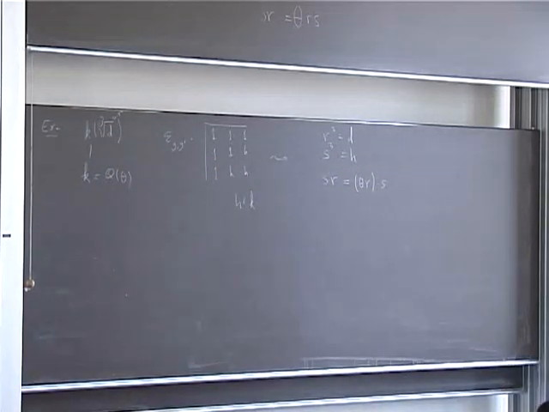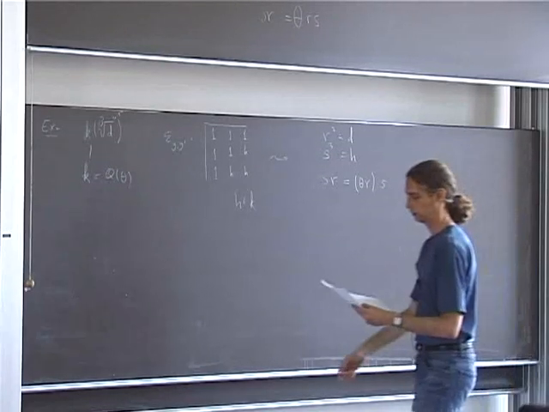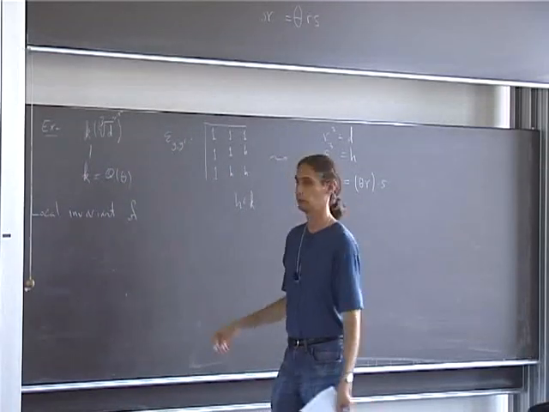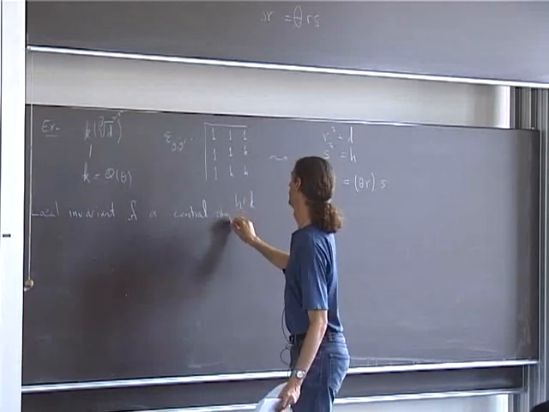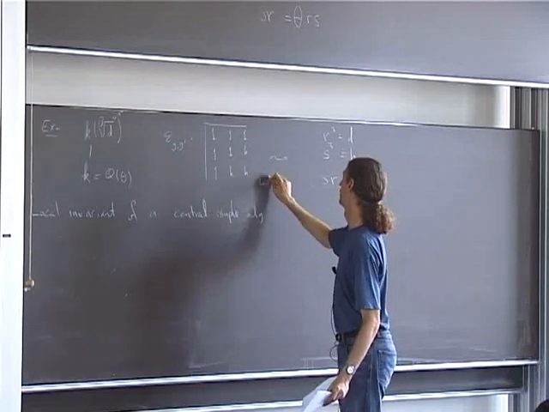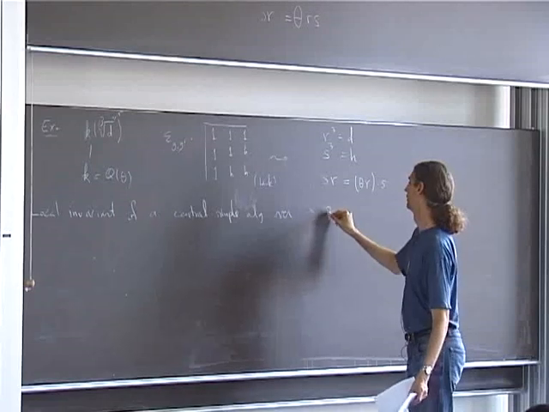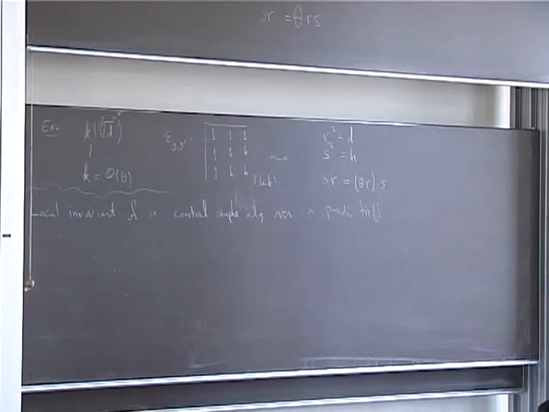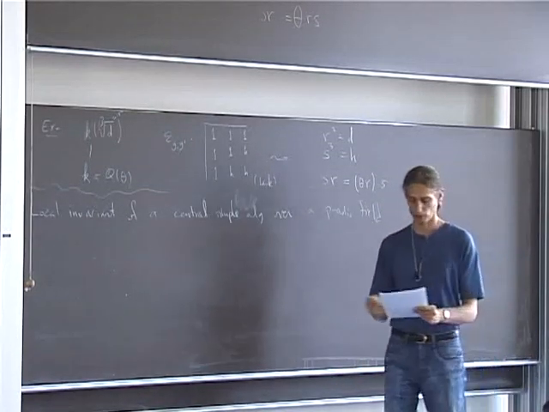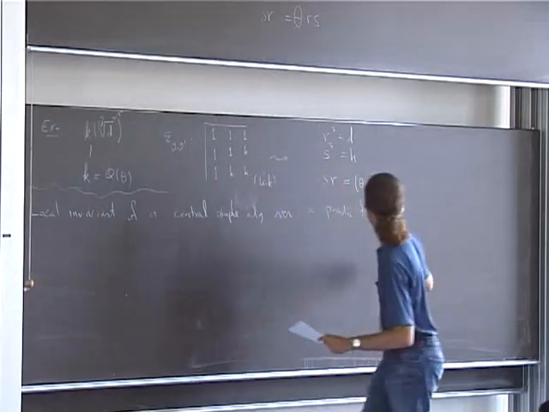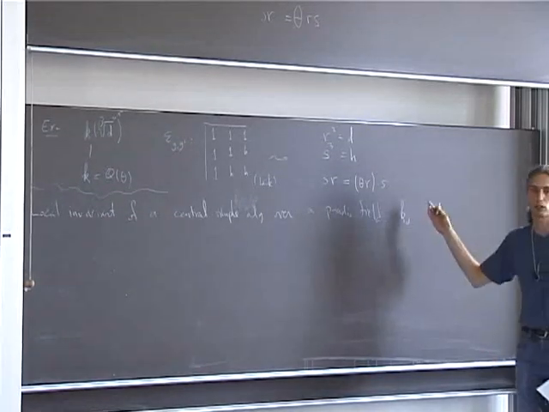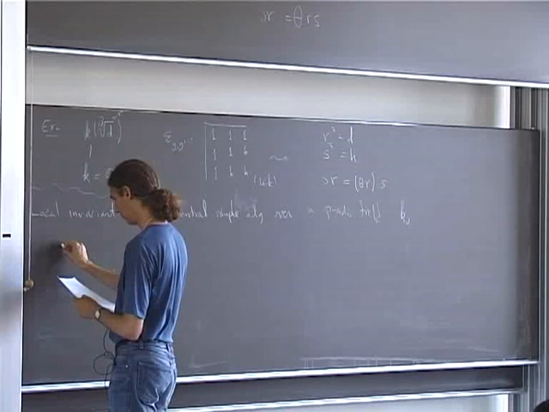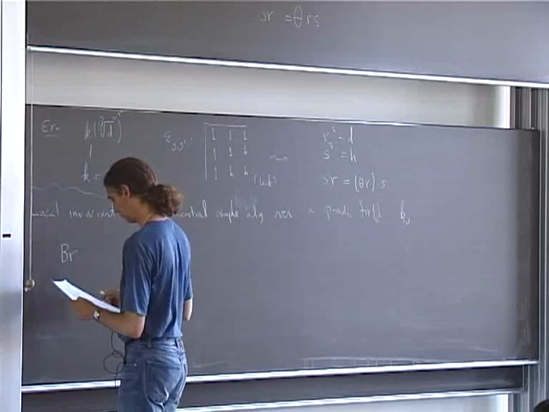Okay, now we need to understand the local invariant of a central simple algebra over a p-adic field. Okay, so we assume that we have a p-adic field. Let's call it K_nu, where nu is a non-Archimedean place of K. And then the Brauer group of it.